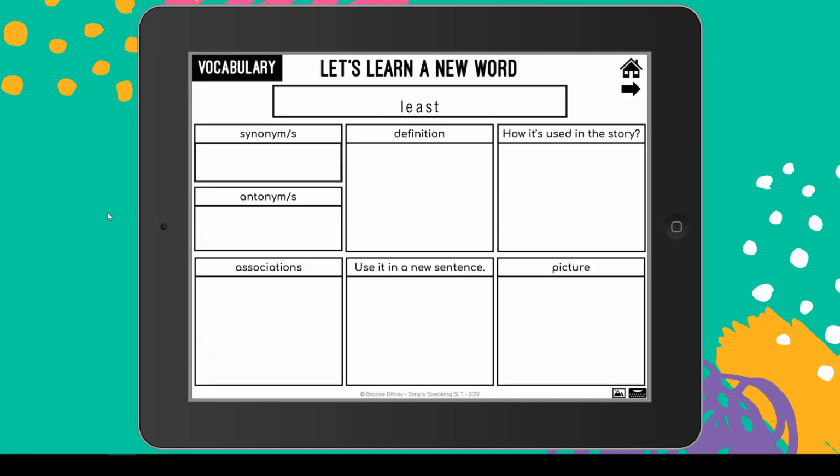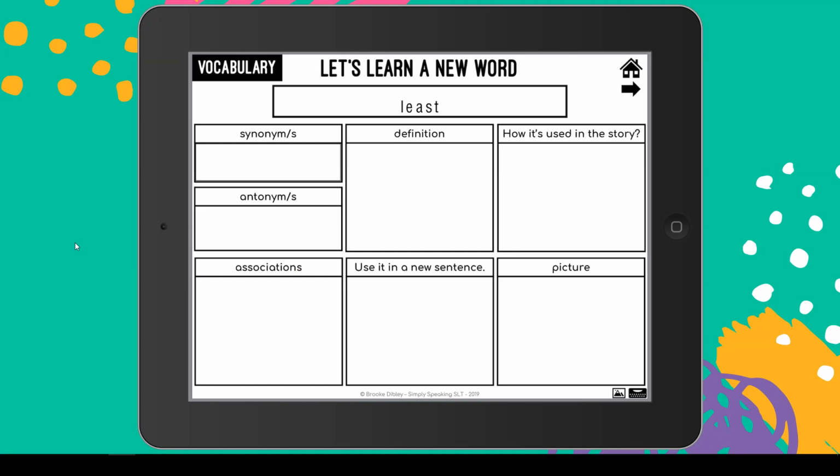So we've got synonyms, antonyms, definition. We often get our definition from Google or somewhere and pop that in there, or come up with our own. How it's used in the story, to give some good context for this word related to the story. Associations that we might relate to this word. Using it in a sentence ourselves, and then either drawing a picture, or if you're using Notes Writer, inserting your own image from your camera roll.